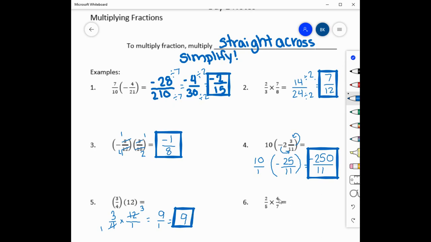Let's look at number 6. Can we simplify diagonally? 2 and 7 we cannot, and 4 and 5 we cannot. So let's just multiply straight across. 2 times 4 is 8. 5 times 7 is 35. So let's just double check. 8 over 35. Can we simplify that? We cannot. So our answer is 8/35.